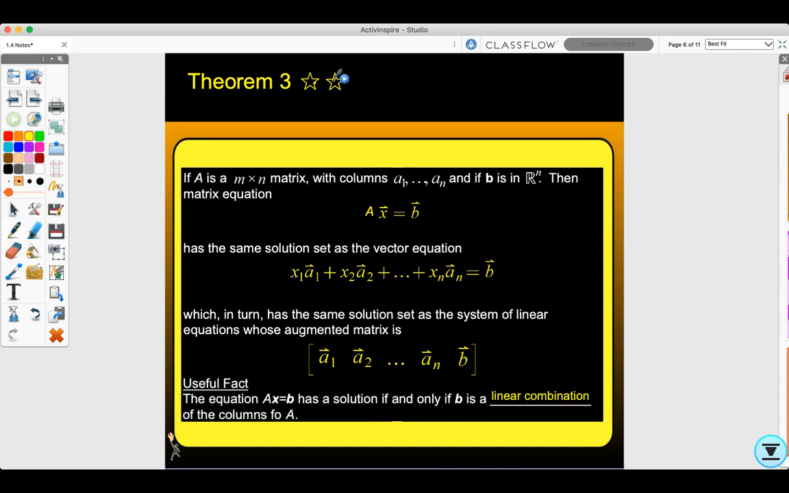And a useful fact is a linear equation AX equals B has a solution if and only if B is a linear combination of the columns of A.